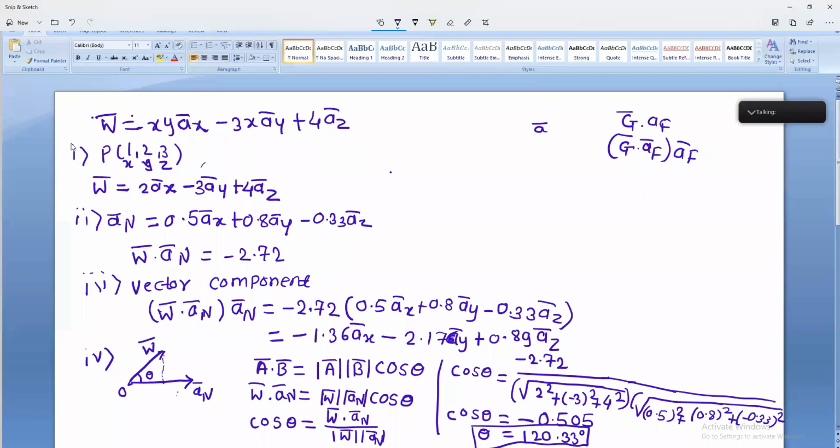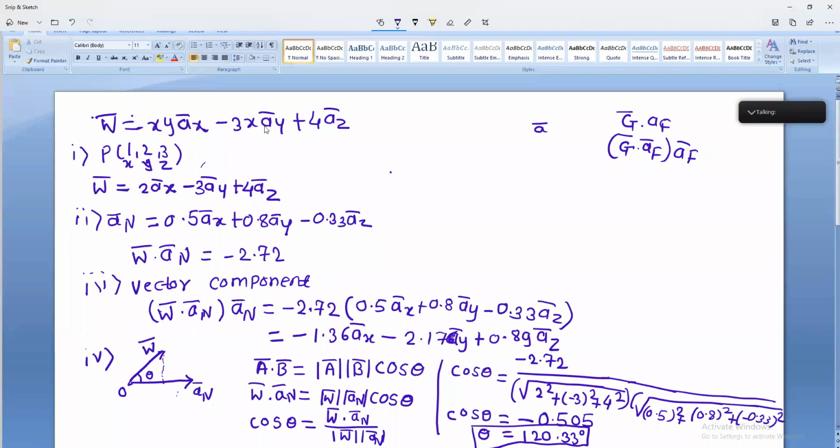Okay. Point P is given, and we have to find this vector field. Now, this point P has coordinates 1, 2 and 3. 1, 2 and 3 are nothing but x, y and z coordinates. Just put these values in the equation of W bar. So, we get vector W bar is equal to, x is equal to 1 and y is equal to 2. So, 1 into 2 is equal to 2 a bar x.